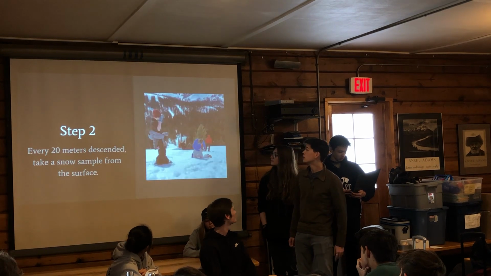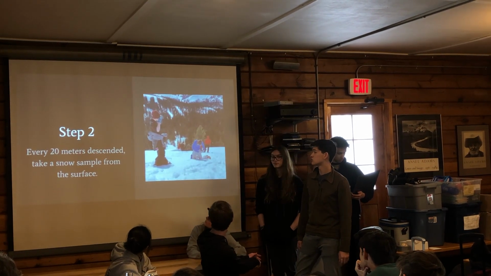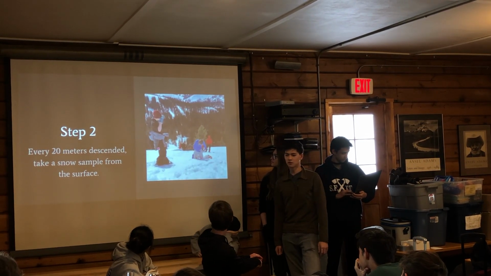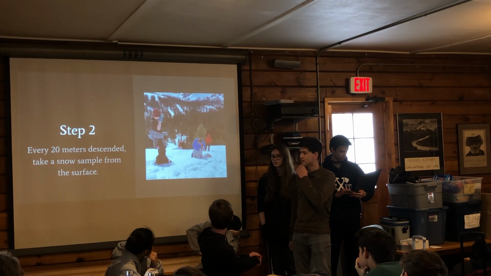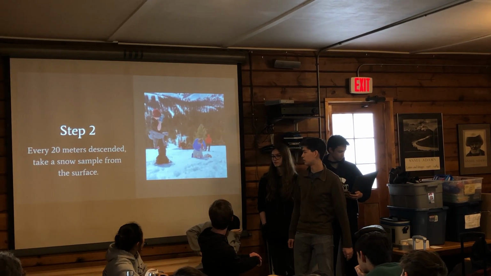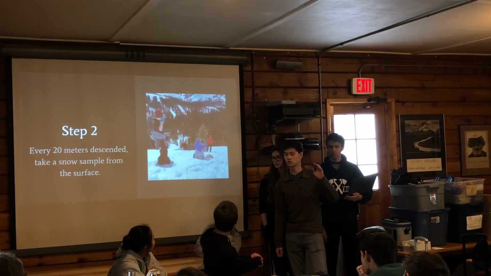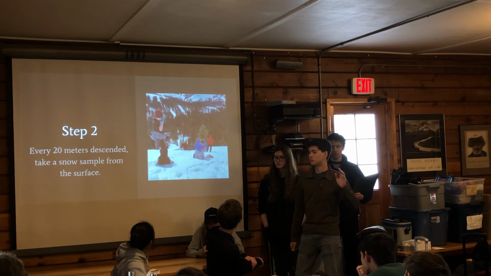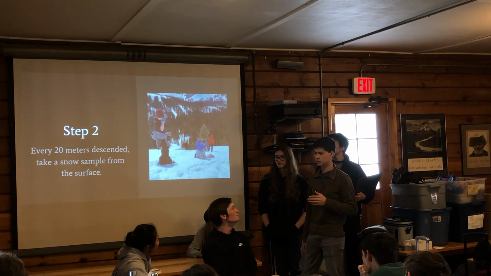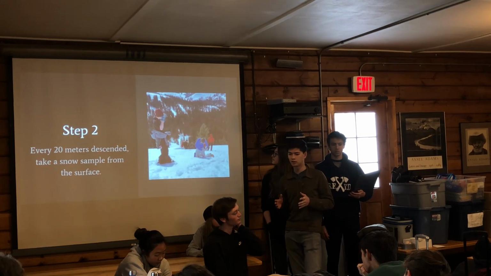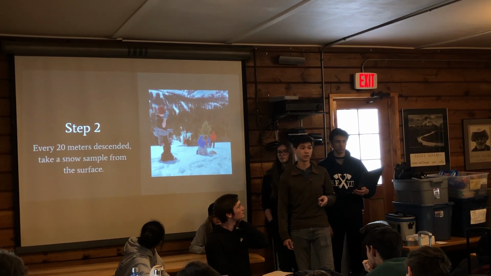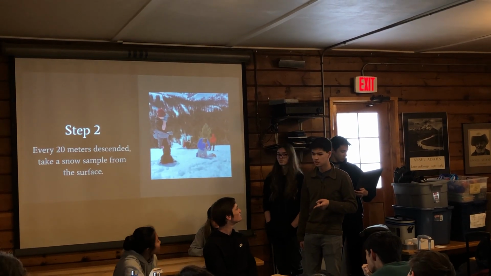step 2, which was every 20 meters descended, take a snow sample from the surface. As we were going down, Aidan had his phone, checking the altitude, and we would go 20 meters down, starting at the surface at the top, and take a sample off the surface. We basically fill a bag with it, mark the latitude and longitude, and take a photo of the place.